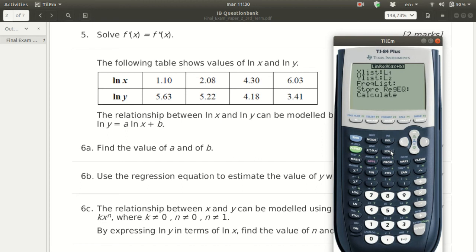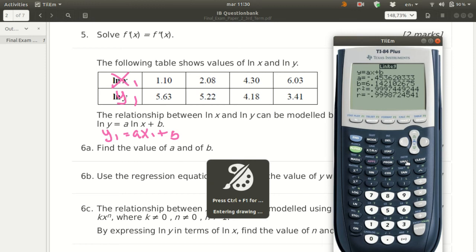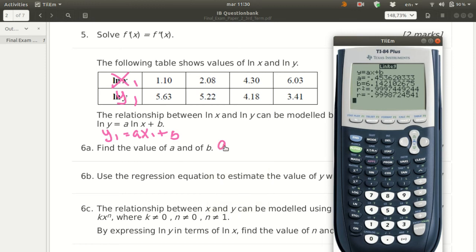The x list is L1, the y list is L2. I'm going to store it. Remember to always store because it could come in handy later, and then calculate. There it is. So find the values of a and b. A, and rounding was a big problem here, is negative 0.454, rounding to 3 significant figures. And b is equal to 6.14, 3 significant figures.